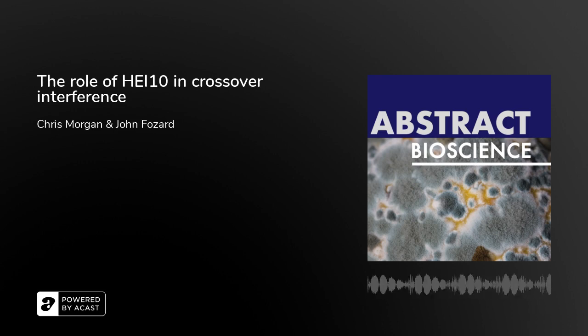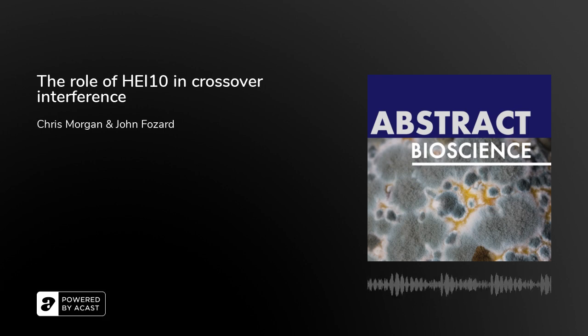And then when you combined that observation with some of the other stuff that was known about HEI10, like the fact that if you increase the amount of HEI10, you get more crossovers, you decrease the amount of HEI10, you get fewer crossovers, this led to this idea that potentially there might be this coarsening mechanism of HEI10 that was driving crossover interference.